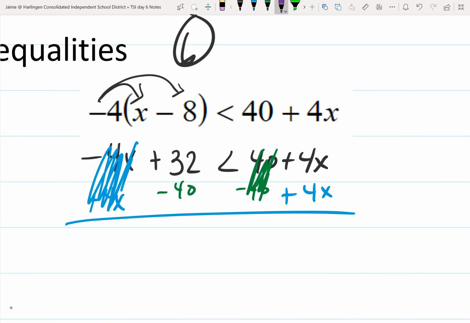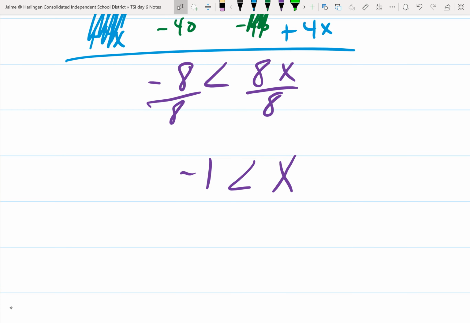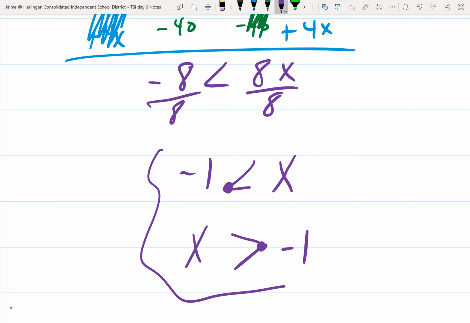32 minus 40, that's negative 8. Less than 4 plus 4 gives me 8x. Divide by 8. And you get x greater than negative 1. Now, remember that if the x is on the right side, no big deal. But if the x is on the left side, make sure you keep it the same way. It's pointing to the number, so make sure that it points to the number, right? So either way, either of these are the correct answer.